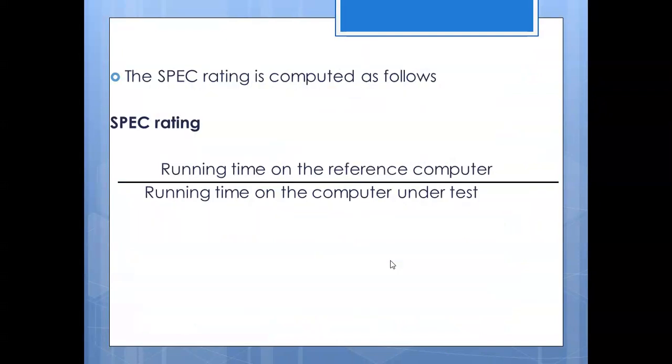One of the other most important parameters is the SPEC rating. It is the ratio of running time on the reference computer to the running time on the computer under test. We are comparing our processor to the reference processor. How well it is performing with respect to the reference computer can be given as the SPEC rating.